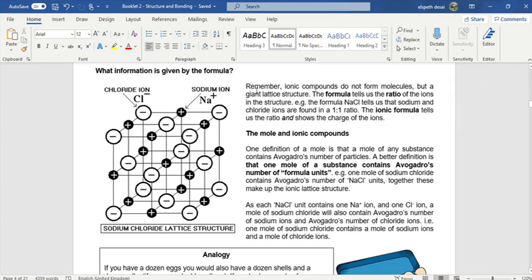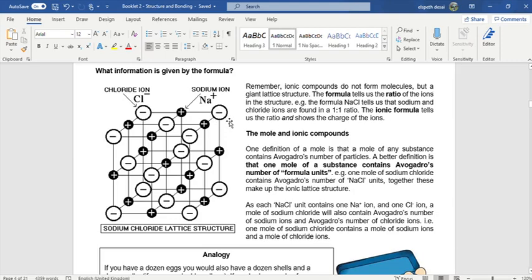So what we've got to remember is the structure of ionic compounds. Ionic compounds do not form molecules, but they form what we call a giant lattice structure. I've got a picture of this giant lattice structure on the left here. The formula tells us the ratio of the ions in the structure.